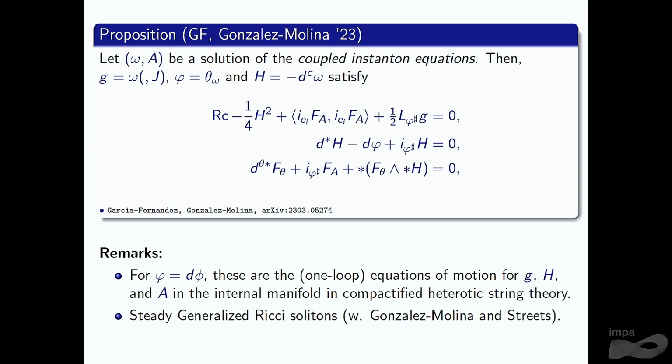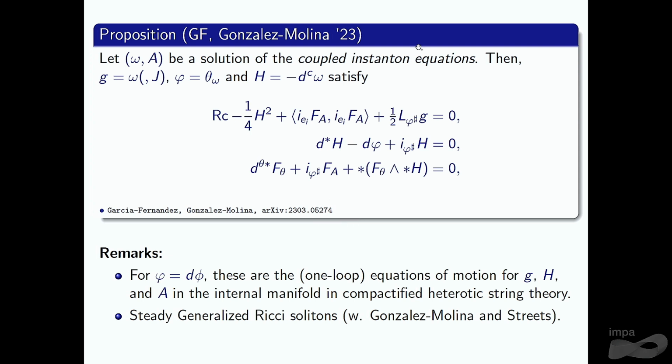And actually, there is a very nice interpretation of the equations. If you have a solution of these coupled instanton equations, actually, you have a solution of this Riemannian system of equations for the metric associated to the Hermitian form, the Lie form, and the torsion. And these are the equations which are satisfied.